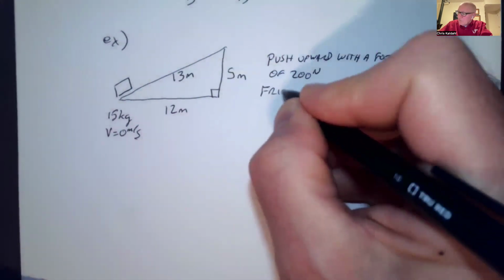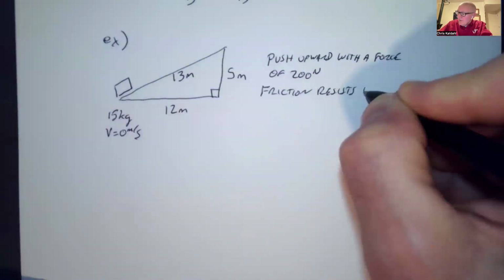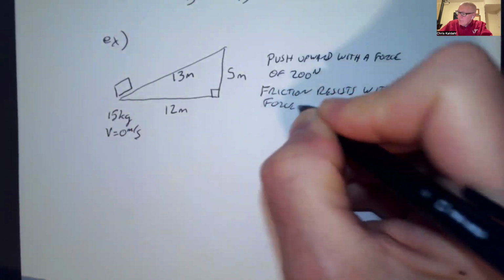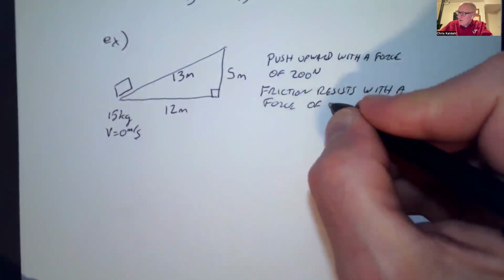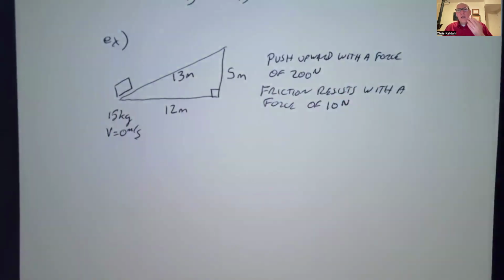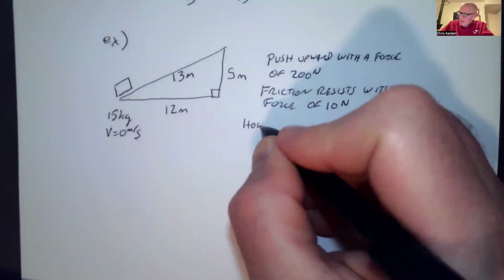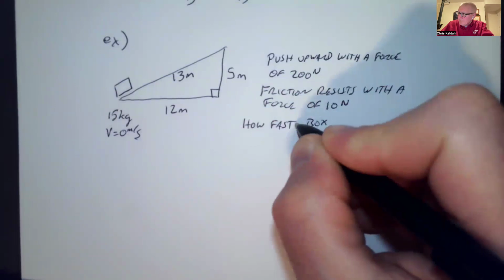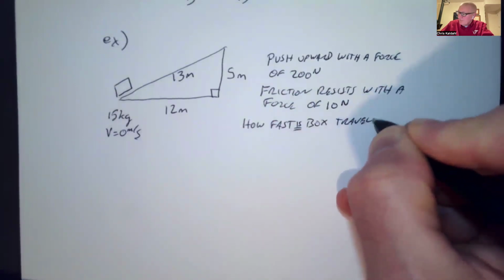And friction resists with a force. We'll make friction small. It's not a very rough surface. A friction force of 10 newtons. And the question that we want to answer is, how fast is the box traveling? How fast is the box traveling at the top of the hill?